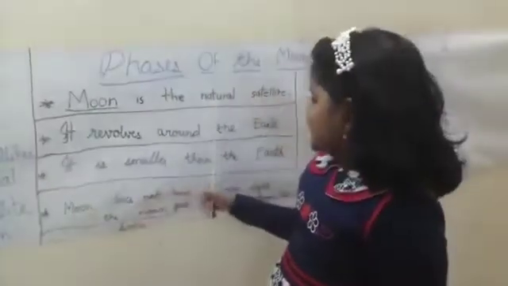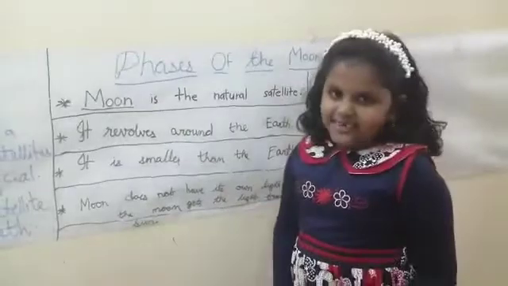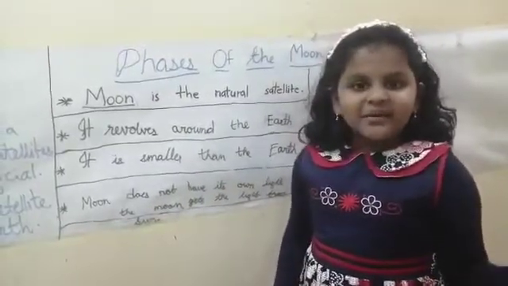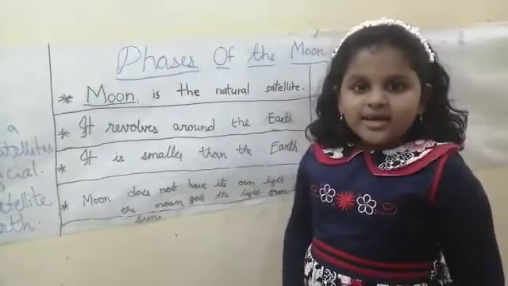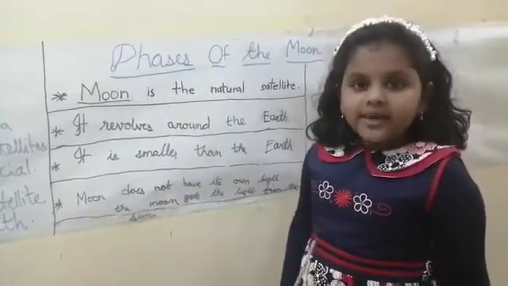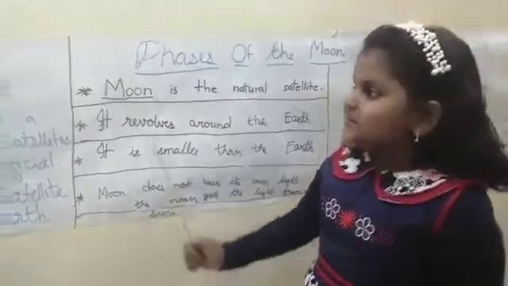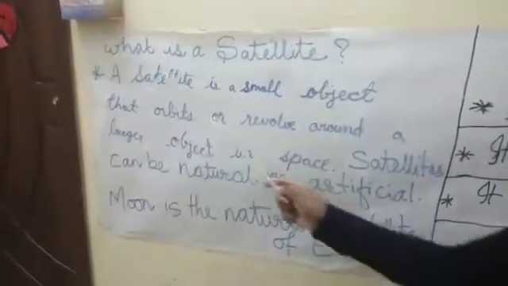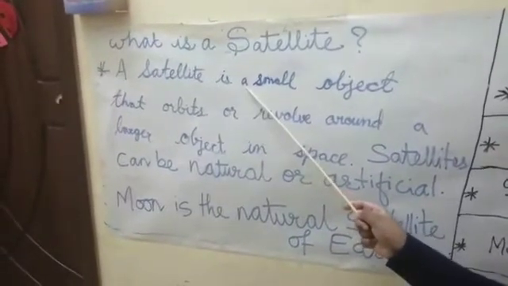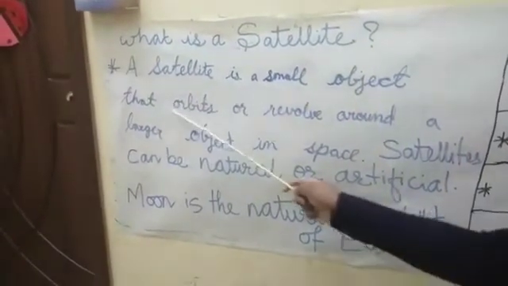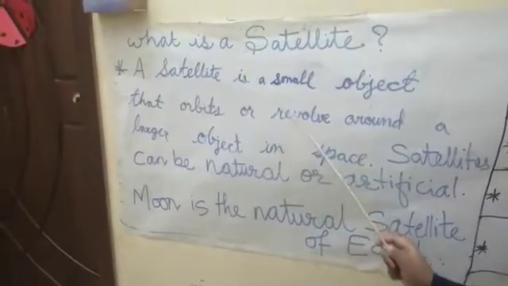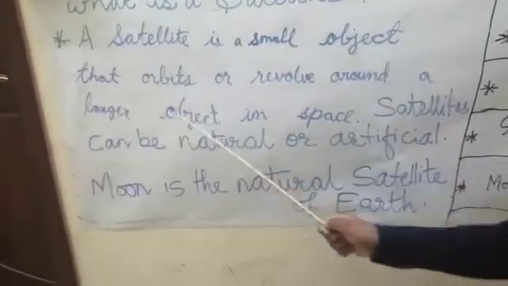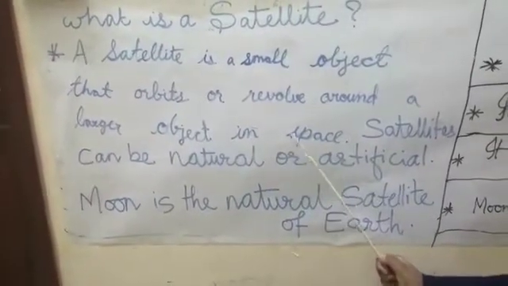Moon is the natural satellite of the earth. Now, you might be thinking what is satellite? So, let's learn what is satellite. What is a satellite? A satellite is a small object that orbits or revolves around a large object in the space.